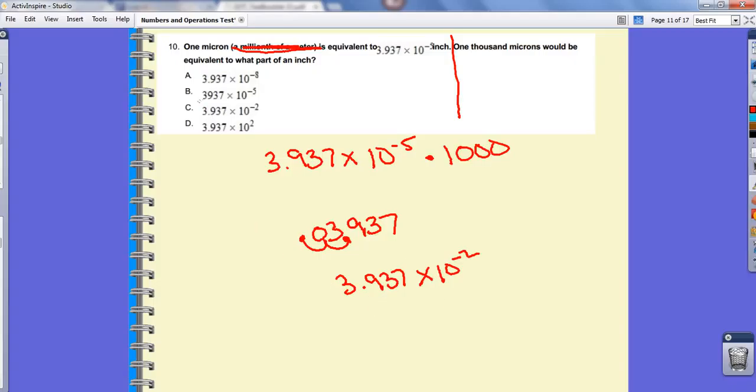And when I look up here, I see that C is going to be my solution. The only thing I tell you is be careful, because D looks very familiar too, but it's not negative, so that's a common mistake. That's number 10 of the number and operations test.